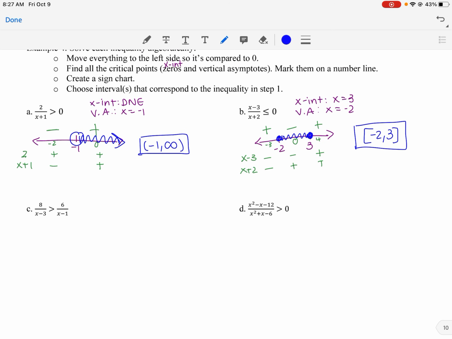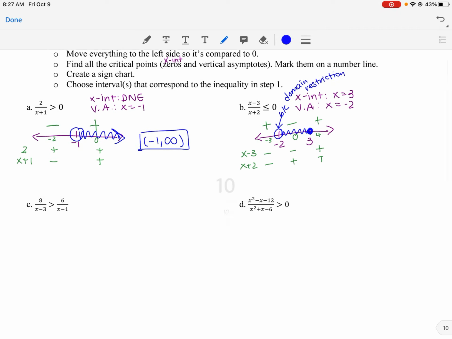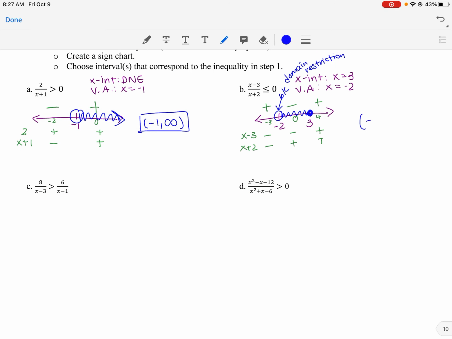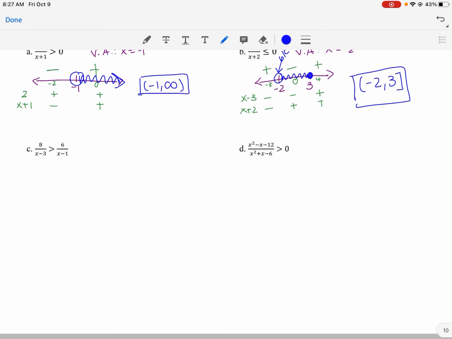Oh, you know what I messed up? I messed up something here. There's one thing we have to be a little careful with as we write it. This one technically would have to be an open circle, because of the domain restriction. The fact that a vertical asymptote can never actually be crossed, we can't include that point. So this answer is actually parentheses -2, and then bracket around the 3.